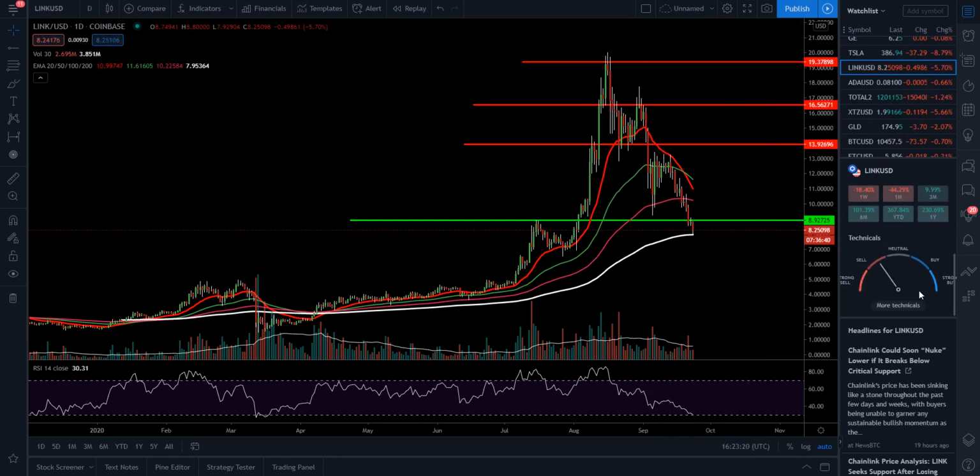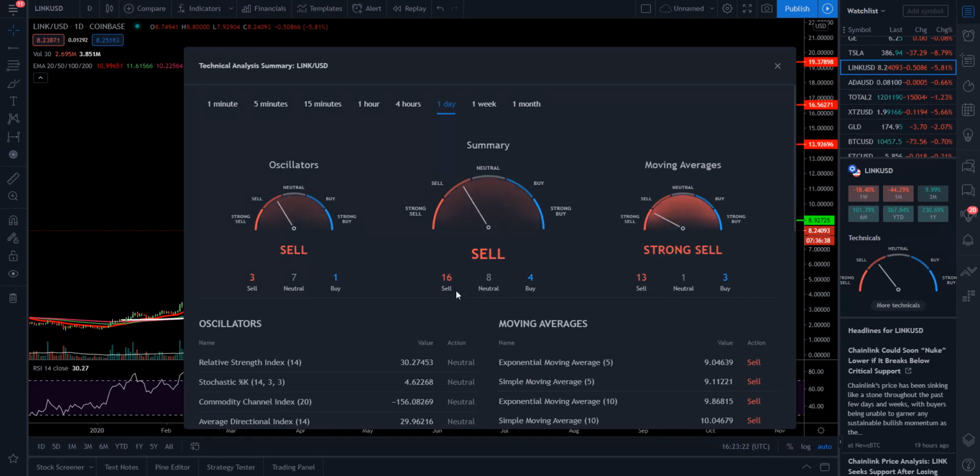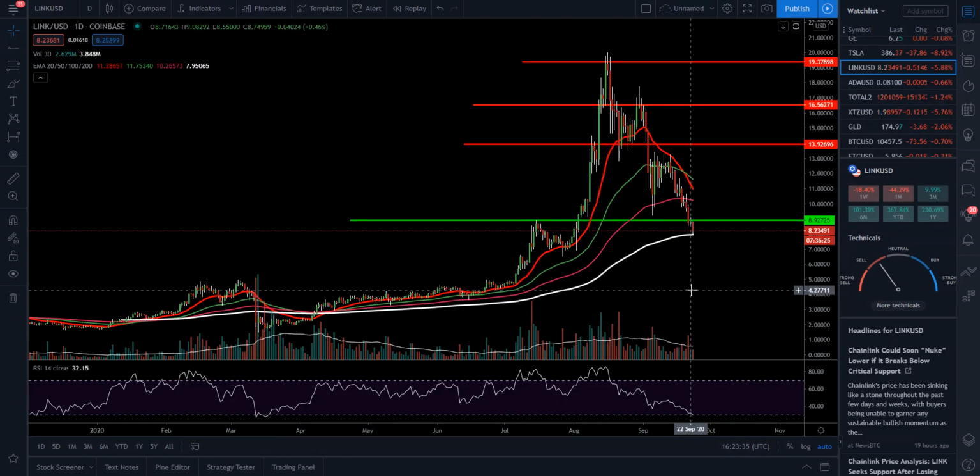If we take a look at Link, we have a 16 sell, 8 neutral, and a 4 buy in the 1 day time frame. If we take a look at the week, we have a 9 sell, 10 neutral, 5 buy. If we look at the month, we're looking at a 2 sell, 3 neutral, and a 4 buy there. So looking a little better in the longer term, and that's the type of position I would be playing for this, a longer term, waiting for those next big volume pumps that we get in the market here.